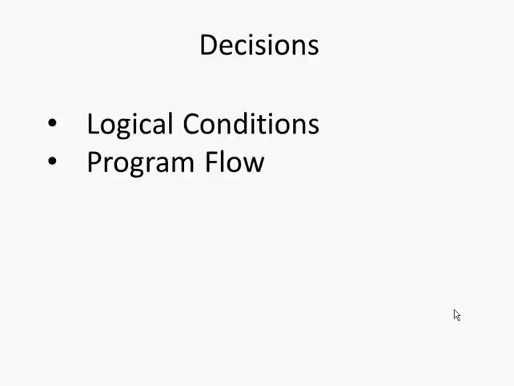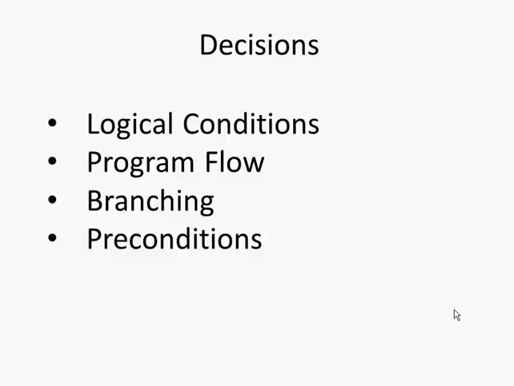And there'll be many other examples of when we as humans need to make decisions, and therefore our abstract version of real life, computer programs, also need to make decisions. When we think of decisions in terms of computational thinking, we might use lots of other words surrounding it, such as logical conditions, program flow, branching, and preconditions, and we'll talk a bit about what each of these means now.